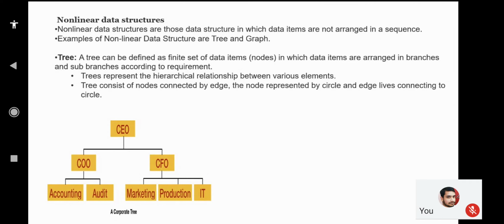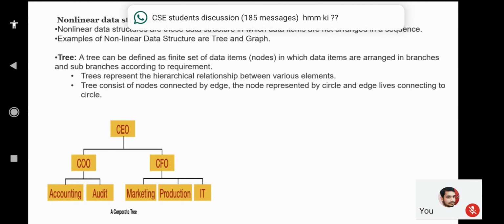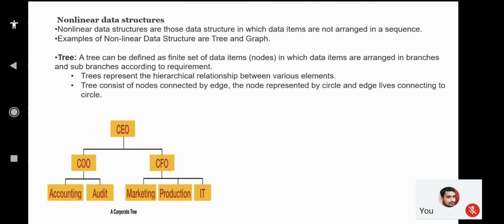Is this clear? This is a very important point. For a non-linear data structure, for each and every data or node, there may be more than one predecessor and one or more successors. Now, non-linear data structure, I have already said.